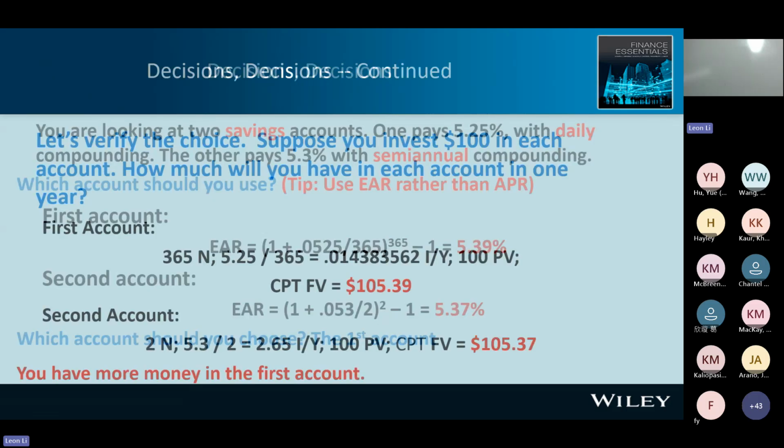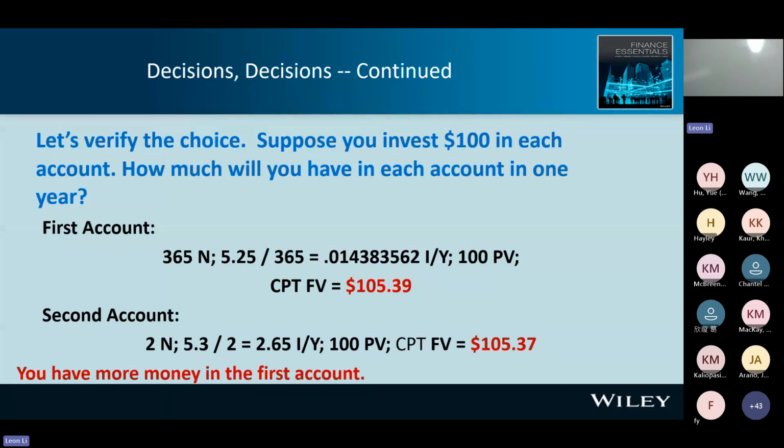So next, let's verify the choice. We choose the first account. This is our calculation. Suppose you invest $100 in each account. How much will you have in each account in 1 year? First account, number of periods 365 because of daily. So number of periods 365. The rate is 5.25% divided by 365, again, because it is daily.